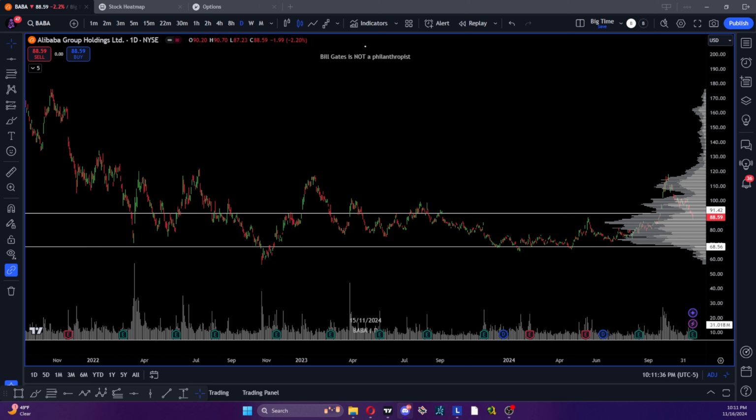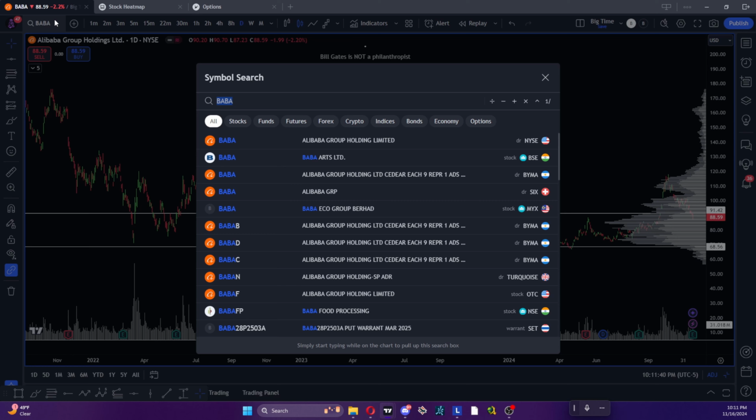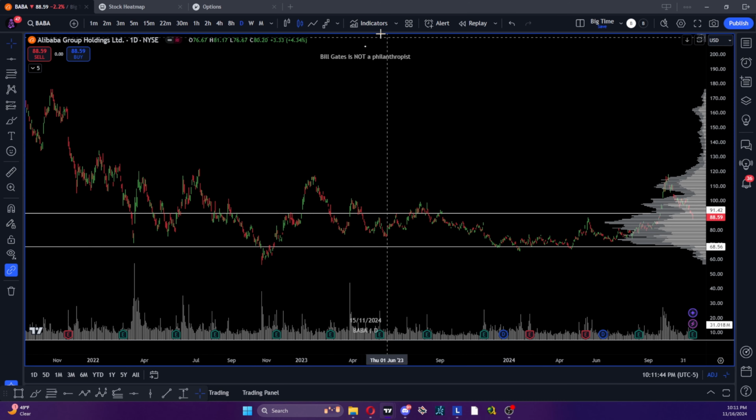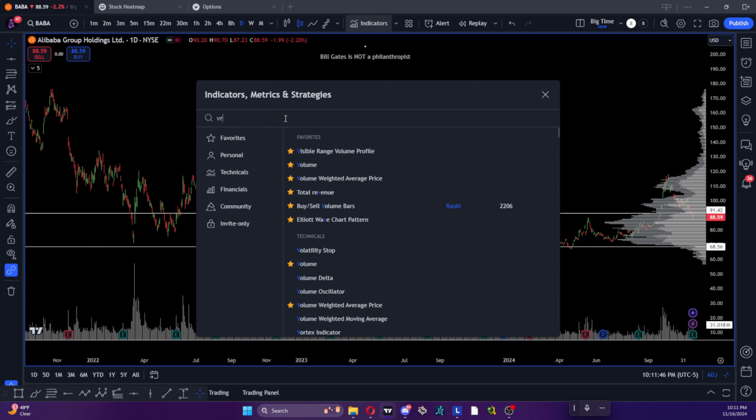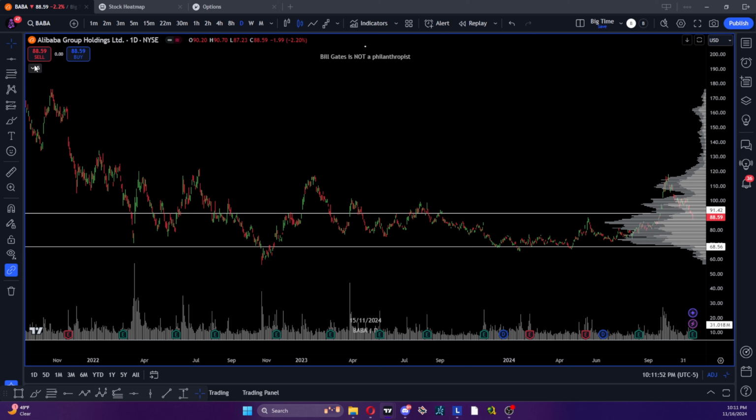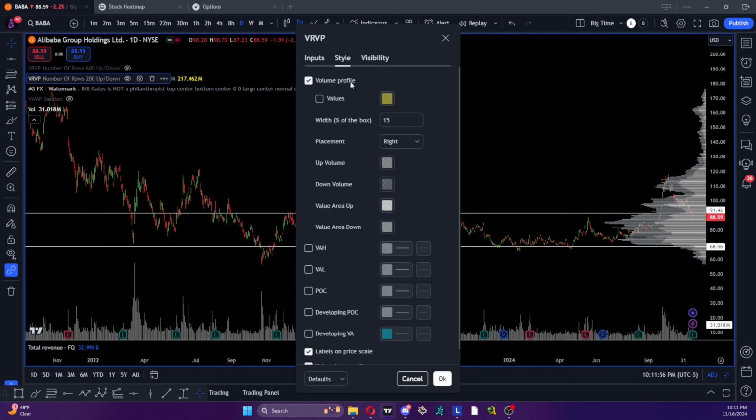You do not need a data subscription for VRVP. No, VRVP is available on TradingView. It's a normal indicator. Again, you just type in VRVP. It's the visible range volume profile. The settings, you could take a screenshot of it right now. These are the settings I use.